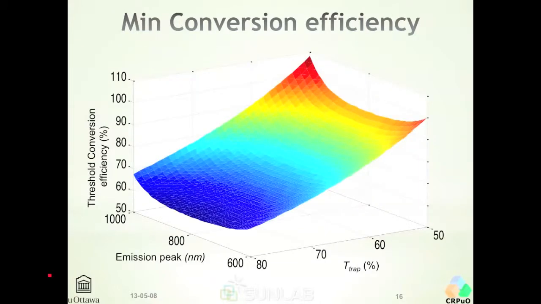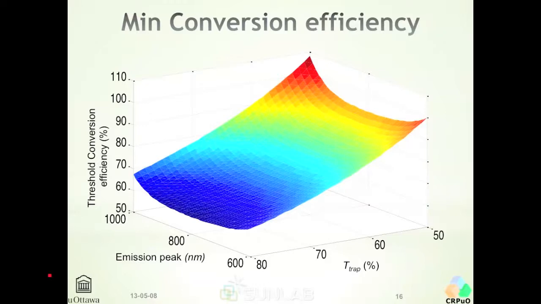If we plot this equation in a 3D plot, in this axis here we have the T-trap. I put it as a constant number, although usually it's a wavelength dependent parameter, but here I assume just a constant parameter, ranging from 50 to 80%. Then this is the emission peak, which is my emission profile. I assume a Gaussian shape profile, and it ranges from 600 to 1,000. And then this is the minimum required efficiency in order to see an enhancement in my solar cell. As expected, as the T-trap factor increases up to 80%, the minimum required efficiency decreases.